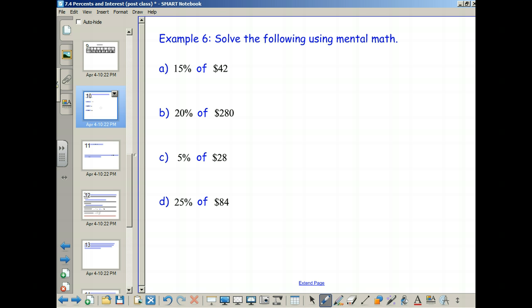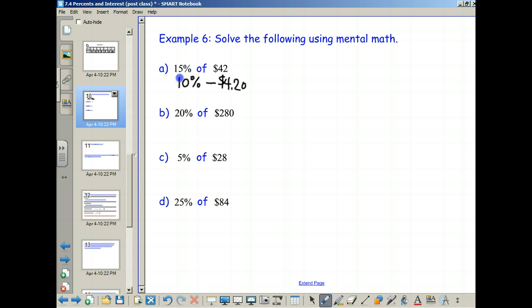Literally, what would you do if you were asked to find 15% of $42? Yeah, that's what I do too. I find 10% first, and then how would you find the other half? Okay. All right, so let's literally write down what we're going to do in terms of numbers. So first, you said 10%. So what is 10% of $42? $4.20.